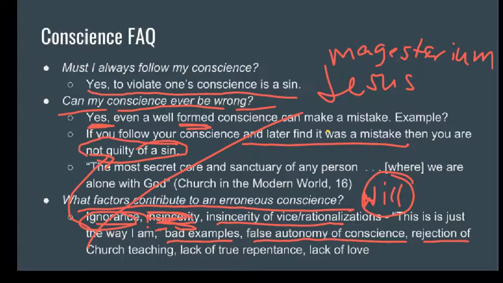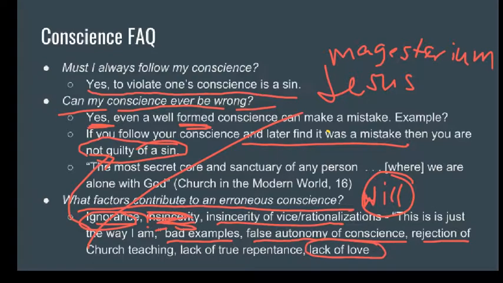Lack of true repentance, and that would be if, for example, you kept doing the same action over and over again, like you were constantly lying, and you didn't ever really intend to change. That can lead to an erroneous conscience.